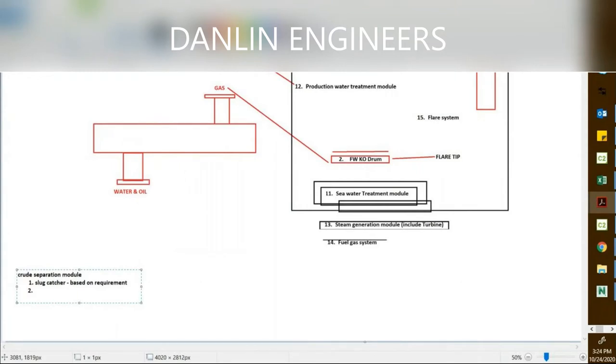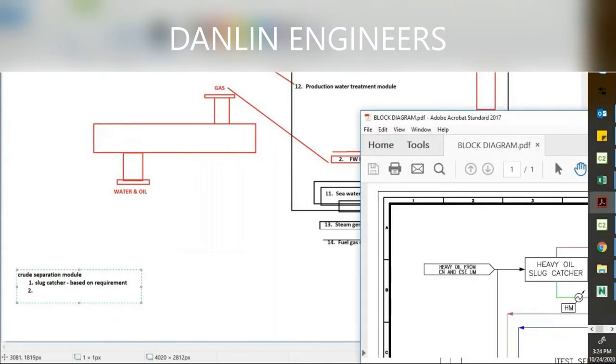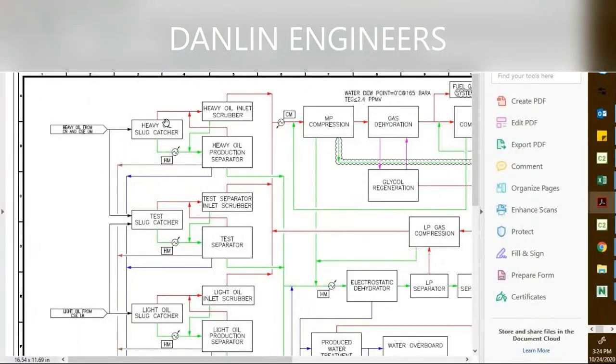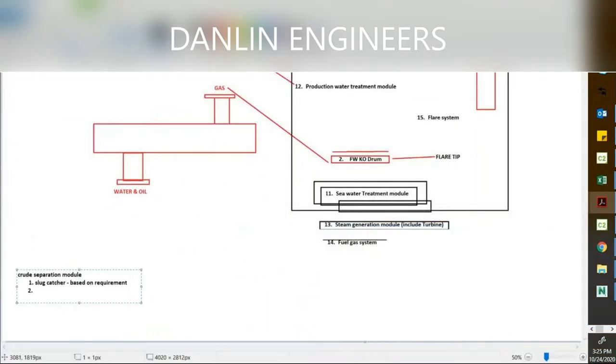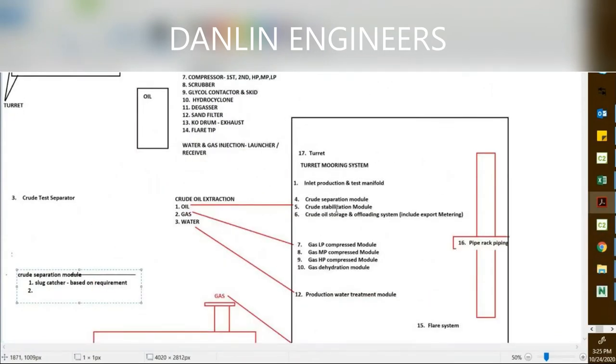As per this block diagram, you can understand that from the slug catcher, the gas will go to the scrubber and then the oil will go to the separator. Yes, correct. So that is called the crude oil separation. So we can understand what the crude oil separation unit is. What can we write here?